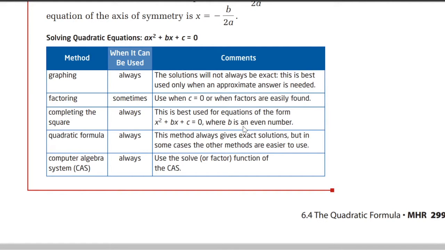The quadratic formula, which we're covering, always gives the exact solutions, but it can be more tedious because there's more work you have to do with it. If it's not easily factorable using common factoring or completing the square, then the quadratic formula will always work. But you want to try and use the other methods when you can, just to make your life a little easier. The last one listed there is a computer algebra system, CAS.